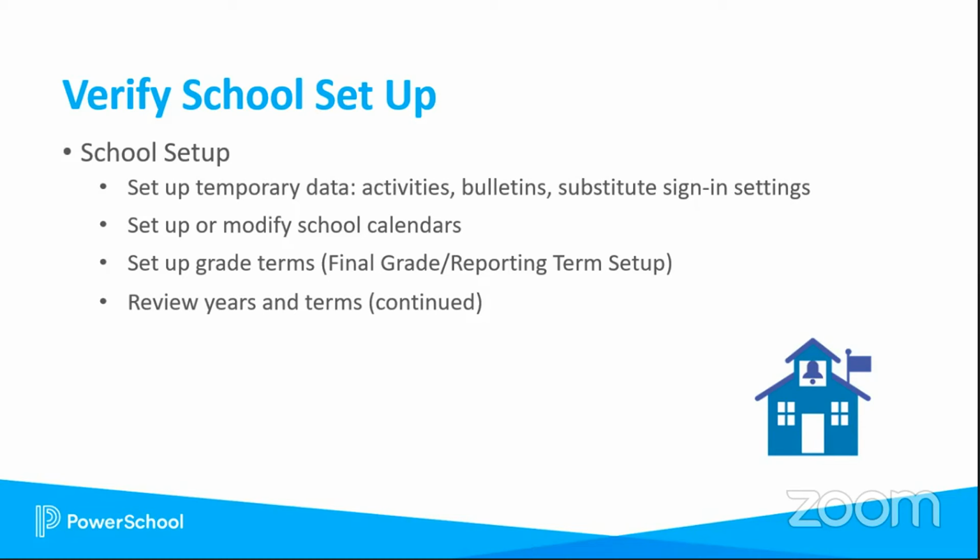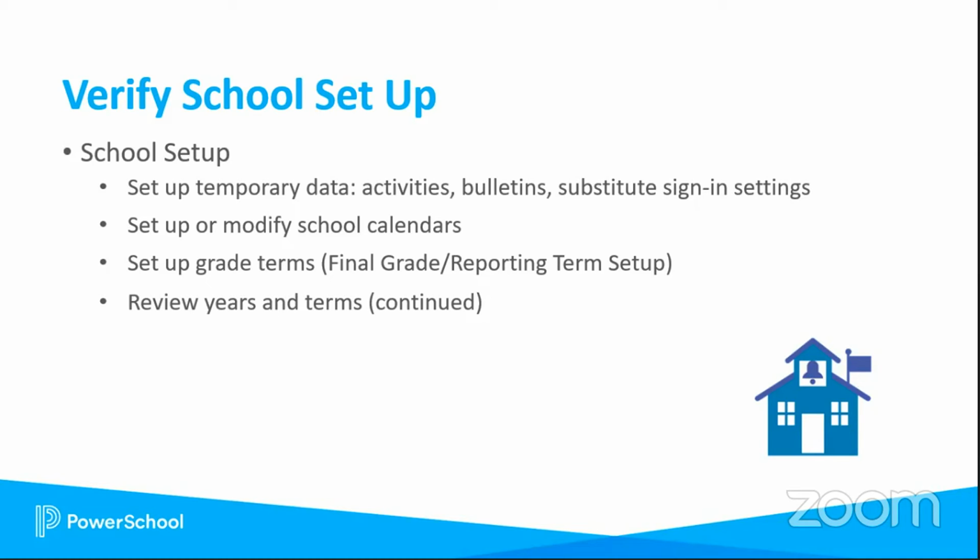You have to make sure that your school calendars are correct. At the district level, we went through the batch school setup, and if you've configured and set them up, you can actually use batch school setup to verify all of your years and terms, calendars, and your grade terms. On that dashboard page that comes up when you go to batch school setup, it lists all of the schools and has a green check mark for each school you've completed.